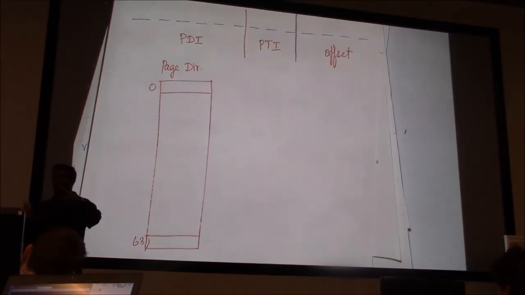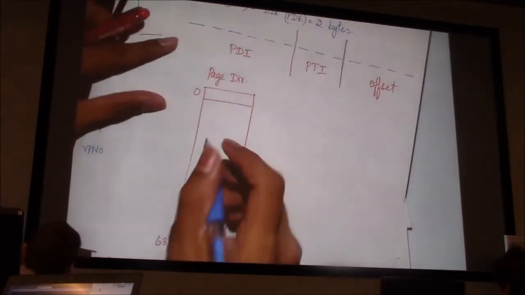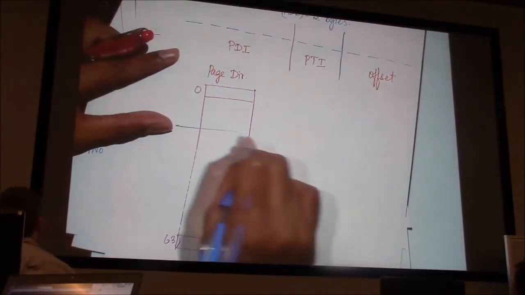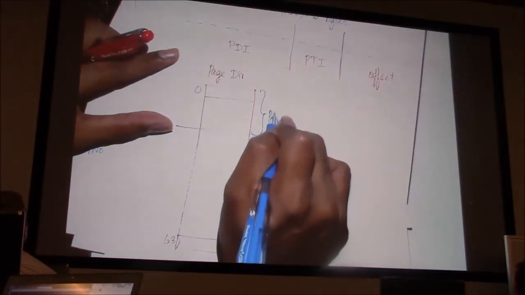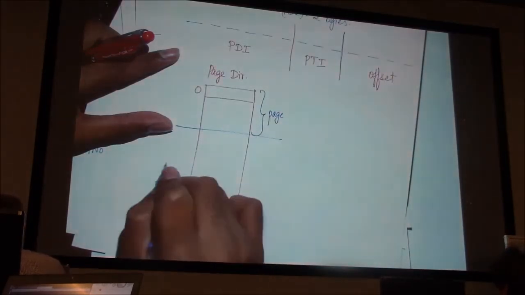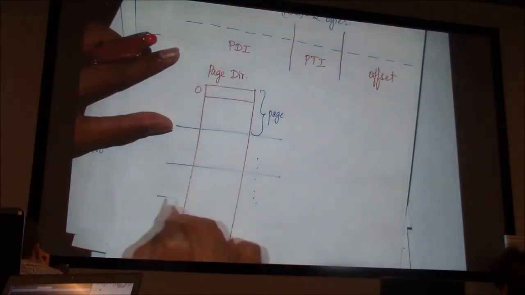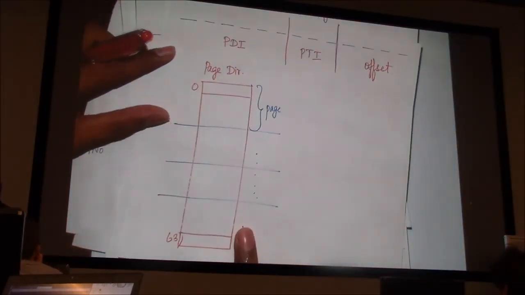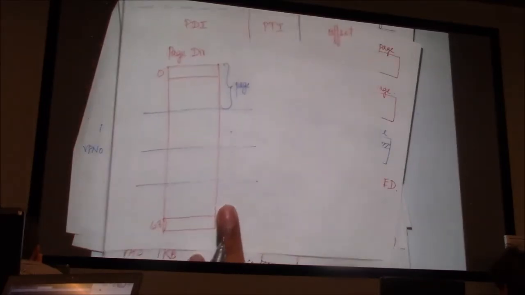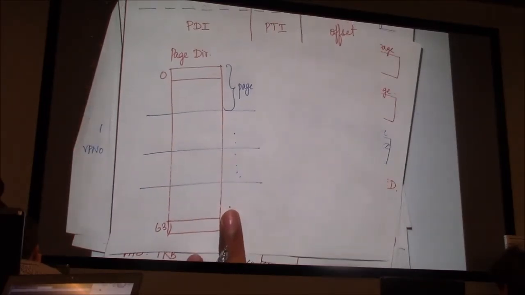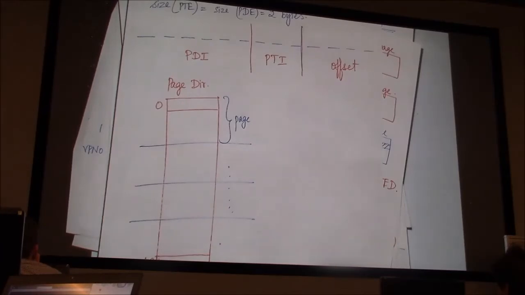Okay? And that is what is currently implemented. If you page the page directory itself, what we mean here is go and split this page directory into page size chunks. This is one page, this is like multiple pages, and then this is the last page of the page directory. Go and split the page directory into page sized chunks.